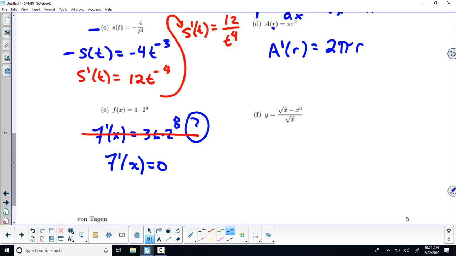That's interesting, folks. What's the original function represent? Area of a circle. What does its derivative represent? The circumference of the circle. That's very careful. I've way oversimplified a very complicated topic.